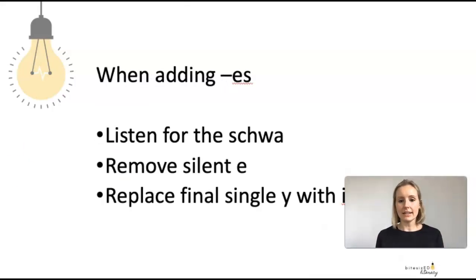All right, so when adding es, we have to listen for that sound, which is what we call the schwa. We remove silent e's at the end of the words, and we replace y's with i's, because e's and y's don't get along. So that's three very simple things to remember when learning about plurals and those third person singular verbs. Good luck.